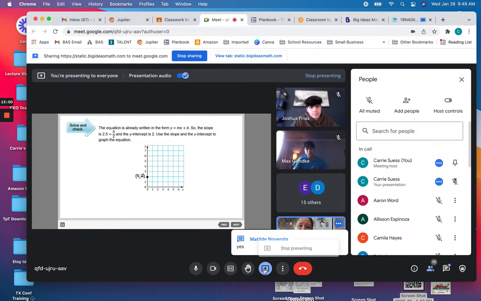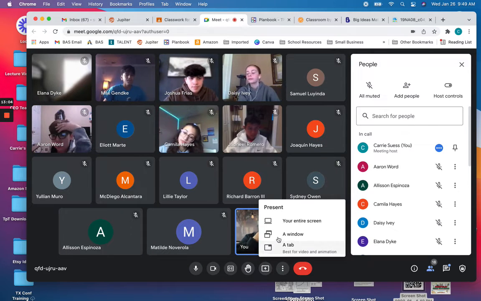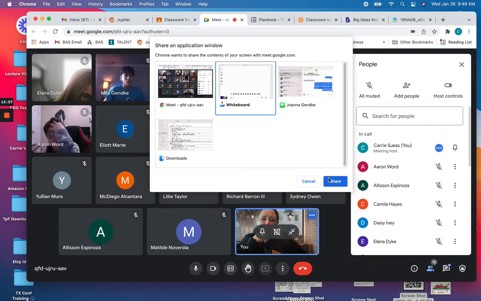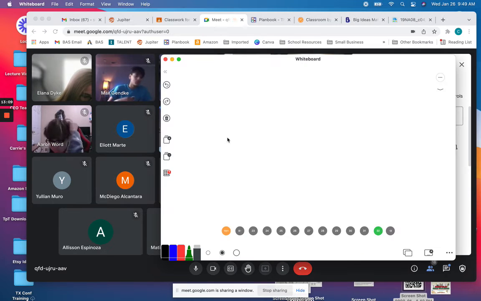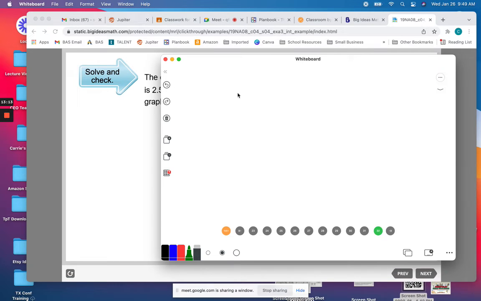So, let me switch to my whiteboard. Okay, so it was 2.5. It's hard to make a decimal on here because it erases it. You can use your calculator. You would type 2.5 and then hit second and then the fraction to decimal button.